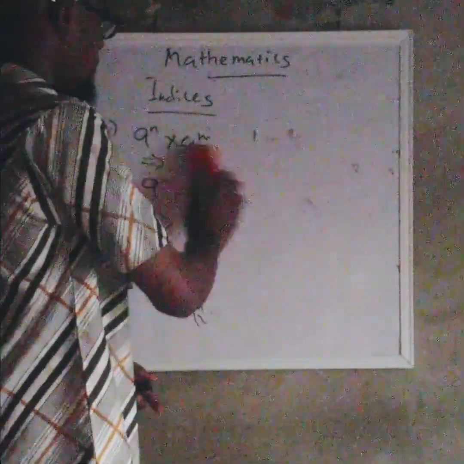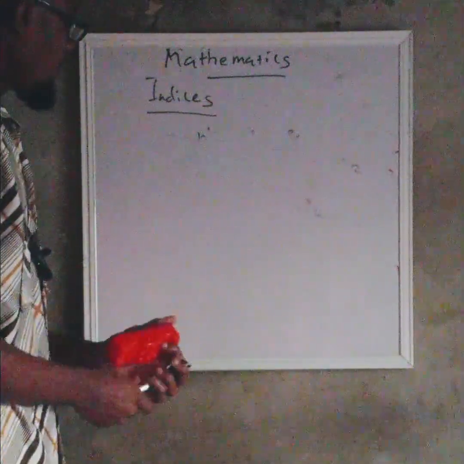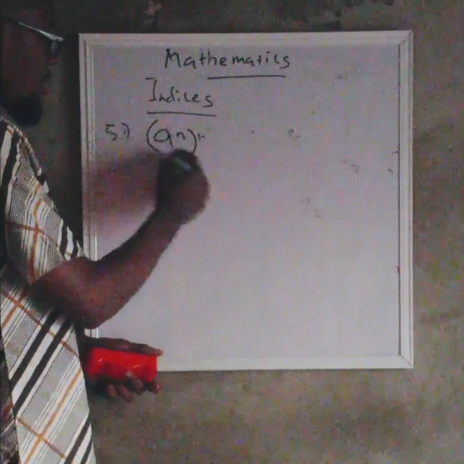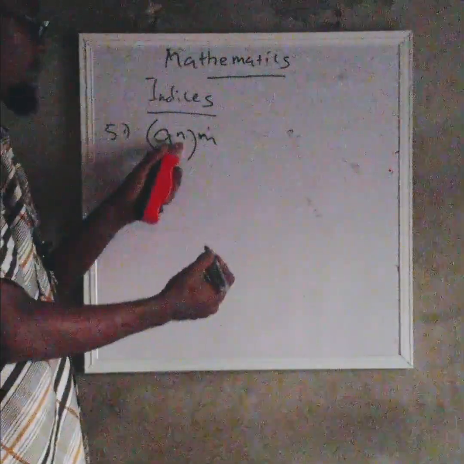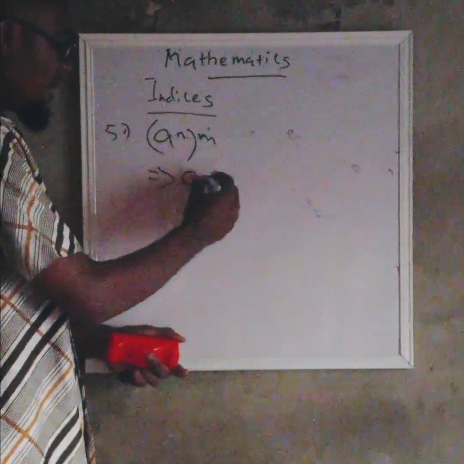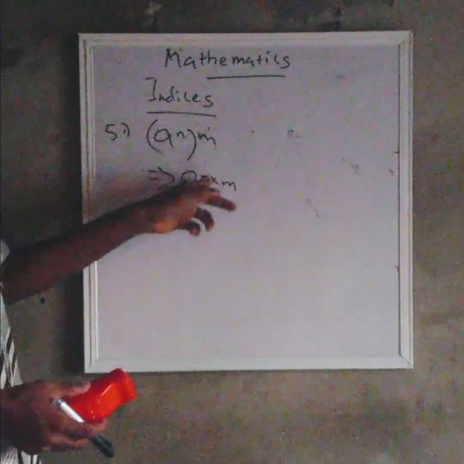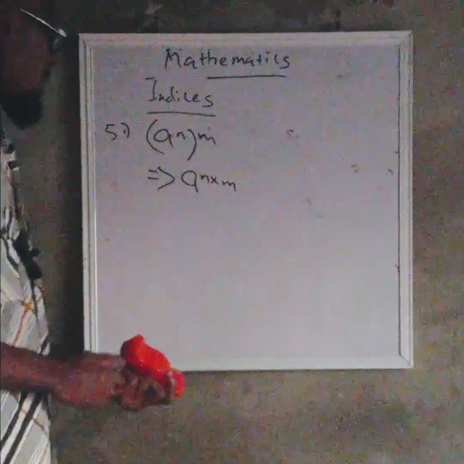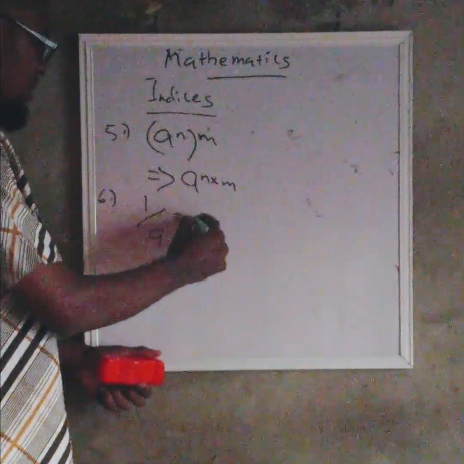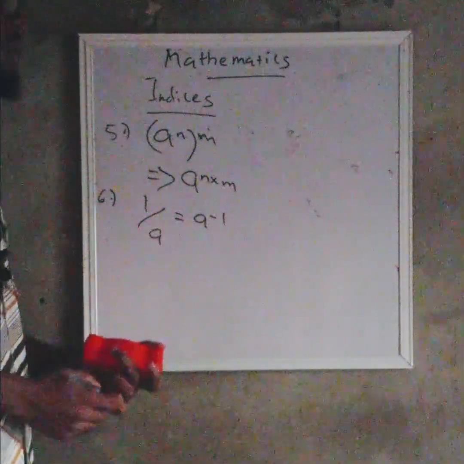Alright, now that we've established these first 4 rules, let us go ahead and establish the next 4 rules. The fifth rule states that a to the power of n, all raised to the power of m, is the same thing as a to the power of n times m. Please take note of that. And we also have 1 all over a is the same thing as a to the power of minus 1. Take note of that: 1 all over a equals a to the power of minus 1.